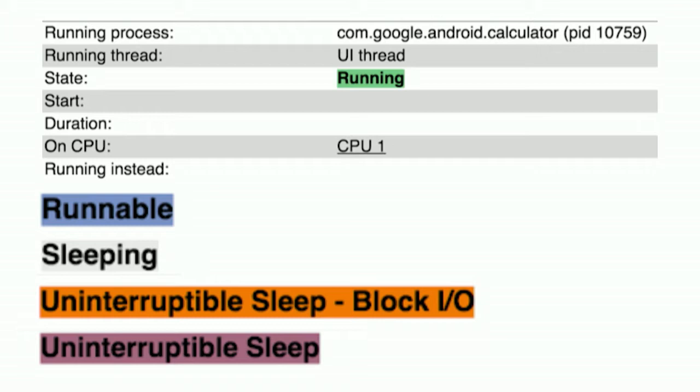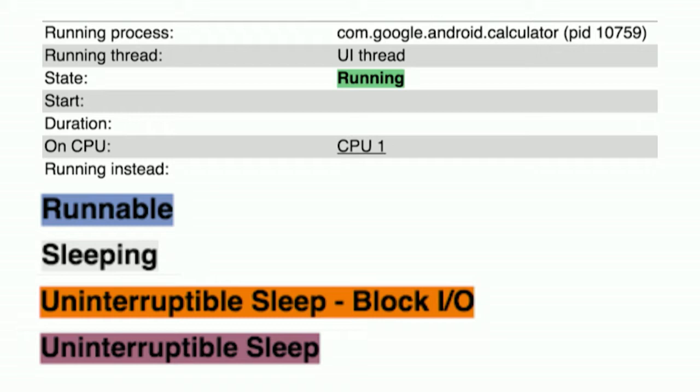The third state is sleeping. Sleeping just means there's no work for this thread to do, so it's not running. Usually, if you expect that your thread should be running, but you see it's sleeping, it's probably actually blocked on a mutex somewhere, because lock contention in user space does show up as sleeping.